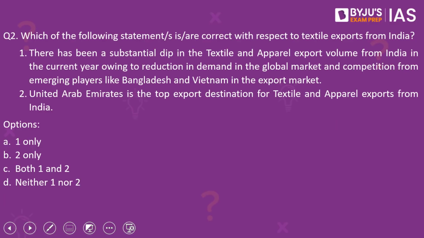Moving on to the second question of the day, which reads, which of the following statements is or are correct with respect to textile exports from India? There are two statements given here. The first one reads, there has been a substantial dip in the textile and apparel export volume from India in the current year, owing to reduction in demand in the global market and competition from emerging players like Bangladesh and Vietnam in the export market. The second statement reads, United Arab Emirates is the top export destination for textile and apparel exports from India. Please have a look at the options.